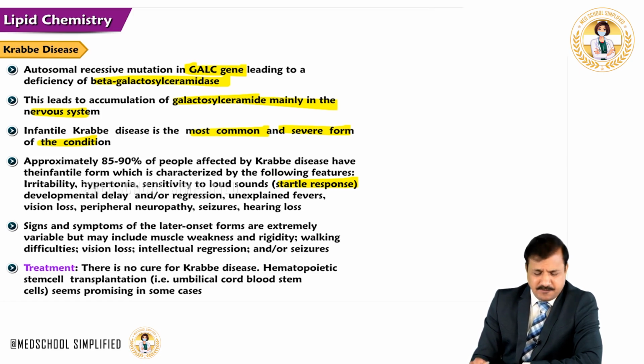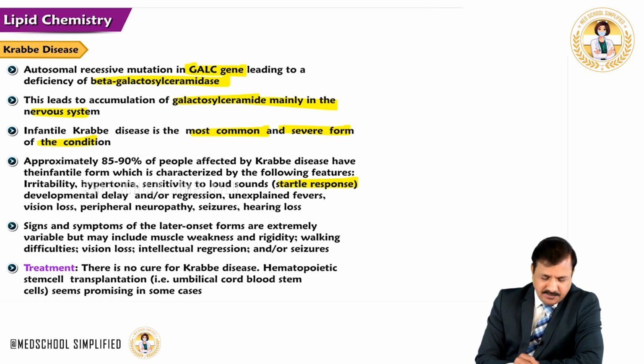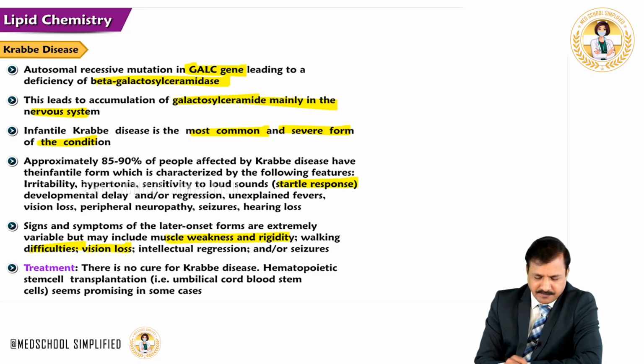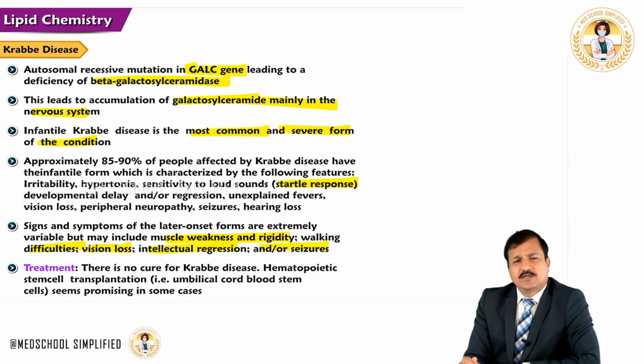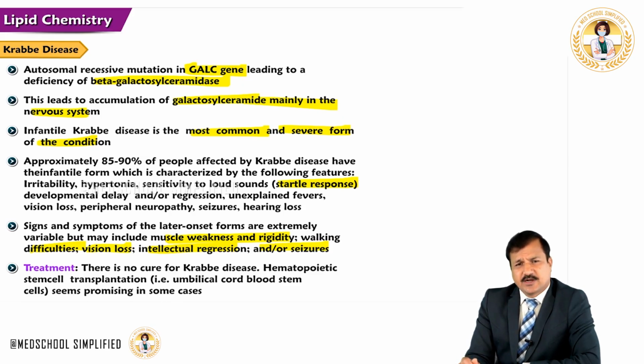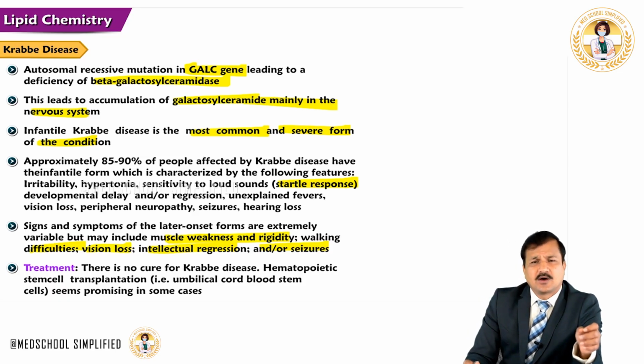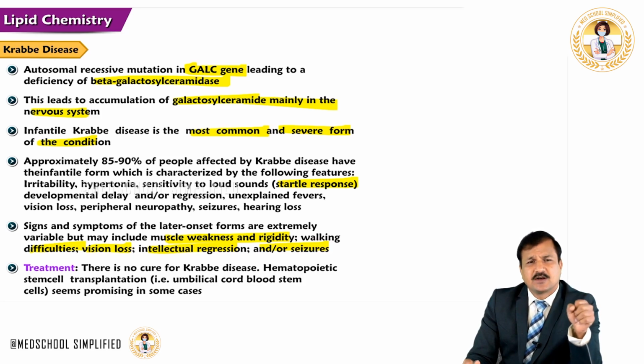Whereas the signs and symptoms in the late onset form are extremely variable, but may include muscle weakness, rigidity, walking difficulties, vision loss, intellectual regression, and seizures. Coming to treatment, there is no cure for Krabbe disease currently. One of the things that is tried is hematopoietic stem cell transplantation, that is umbilical cord blood stem cells, which seems to be promising in some cases of Krabbe disease. Just have an idea on that part.